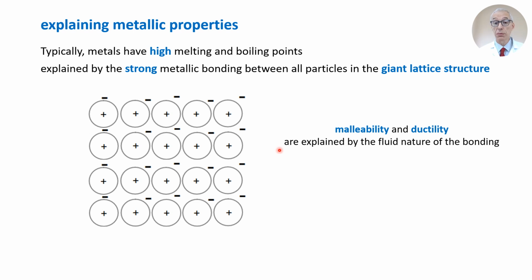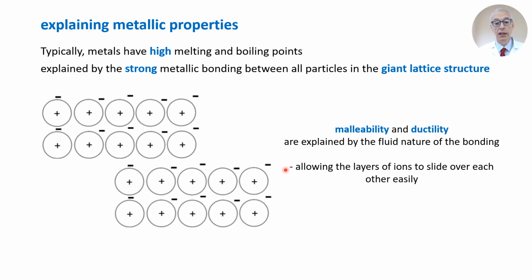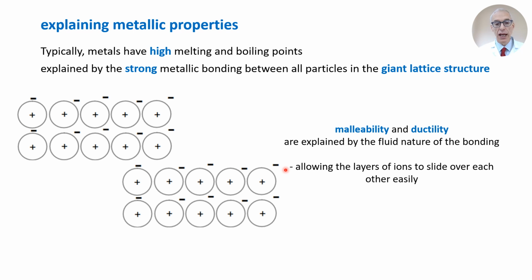Okay, so my explanation is that the fluid nature of metallic bonding allows the layers of ions to slide over each other easily. So my little schematic here: the layers slide over each other. We haven't had to break any metallic bonding. We've just adjusted the bonding. The bonding is fluid. The electrons, the delocalized electrons, can change position to adjust. So there are no energy barriers to sliding layers of ions over each other.